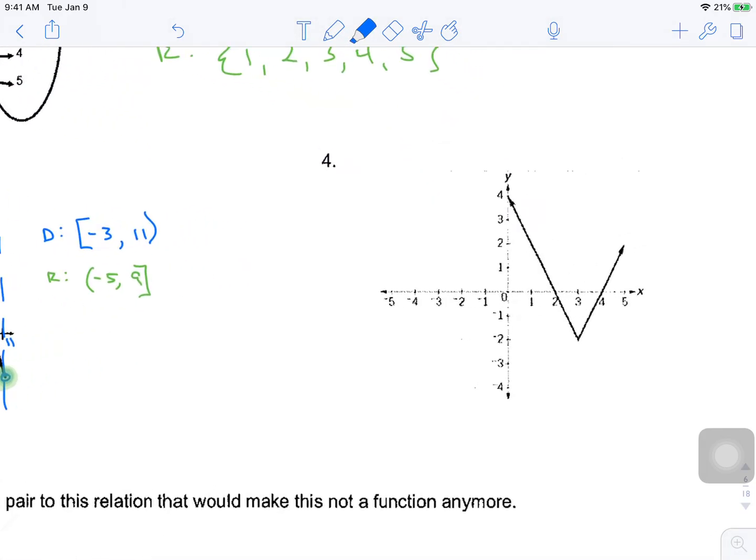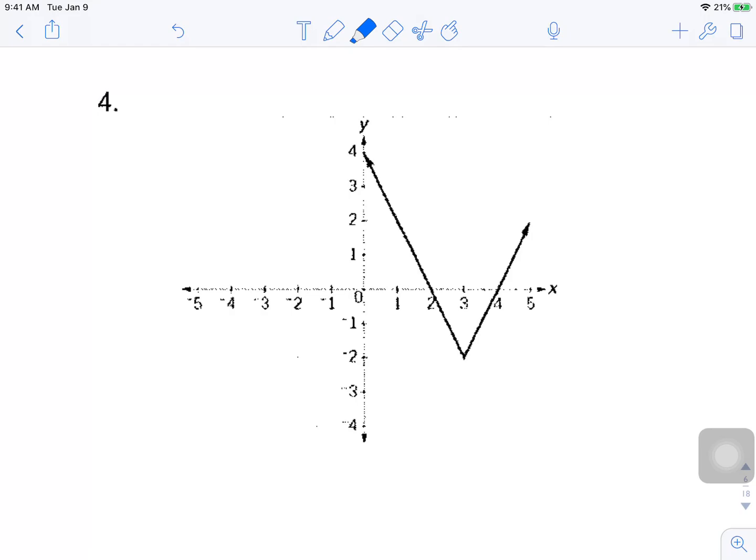Let's take a look, starting with my x values, the domain. Domain again is, I need the pen, not the highlighter. Domain is x, right and left. So what is my farthest right point? Well, that's right here. Now I want my highlighter. That's right there. And then what is my farthest left point? That's right there.